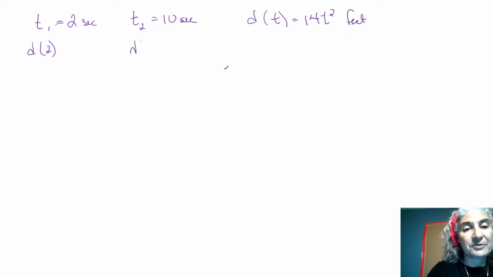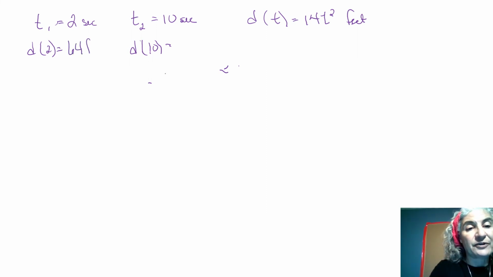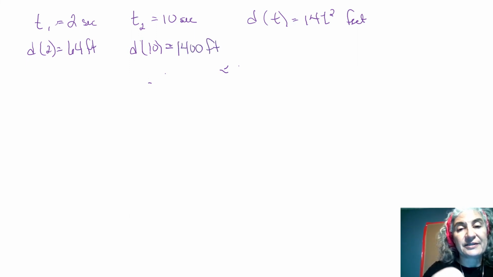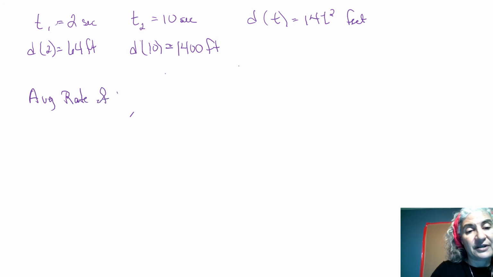And I know you probably have your calculators out. Fine, no problem. So you plug in the 2. What'd you get? Good, I got the same thing. I got 64 feet. You plug in the 10. What'd you get? Good, I got the same thing. I got 1,400 feet. And now I get to plug it into the AROC formula, which is going to be, in this case, the average rate of velocity. So I'm just going to write it that way. Average rate of velocity.